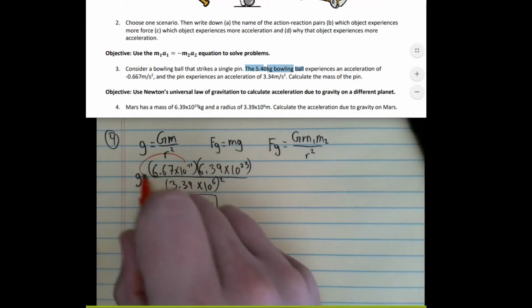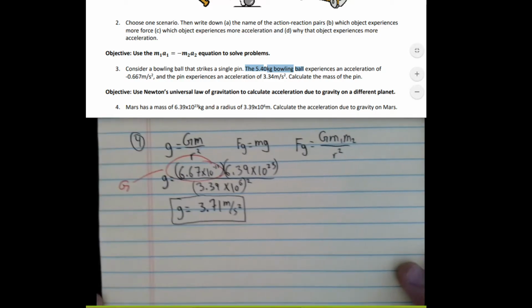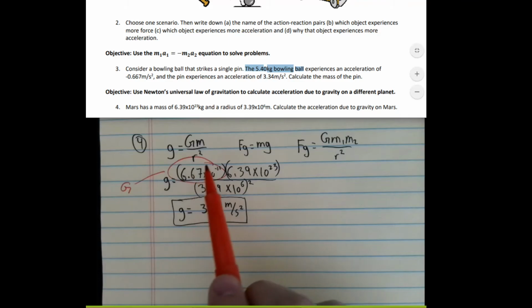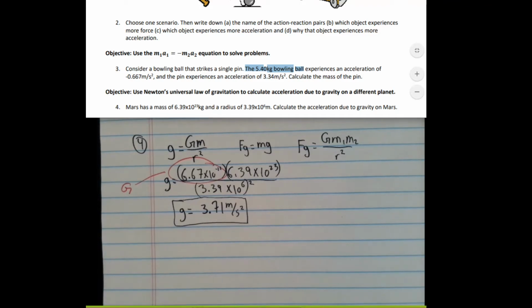Yeah, and remember, this is capital G. It's always that number. Why is capital G this number? No one knows. If I had an answer for you, I'd also have a Nobel Prize, which I don't see coming my way anytime soon. So it's just a fact of the universe. So 3.71.